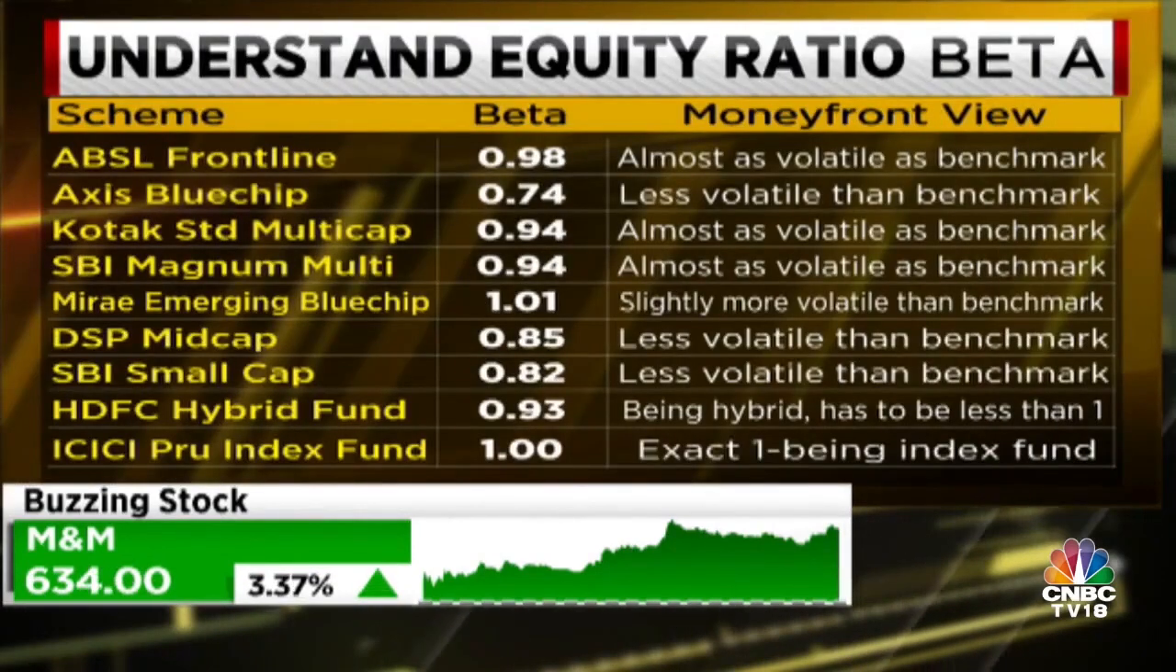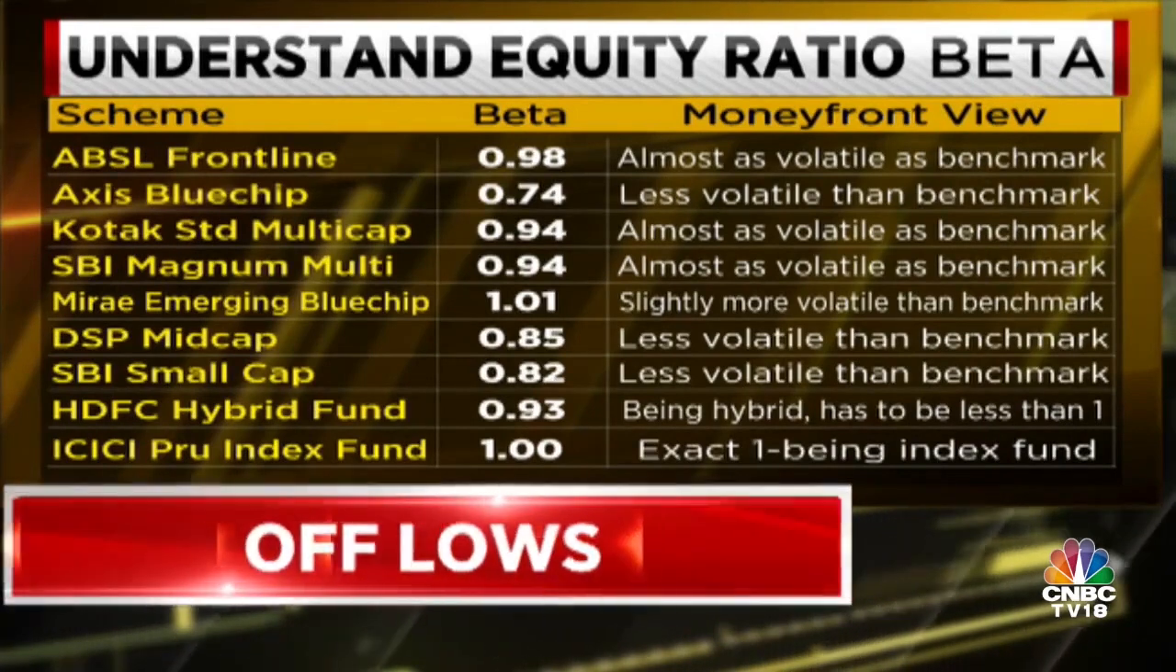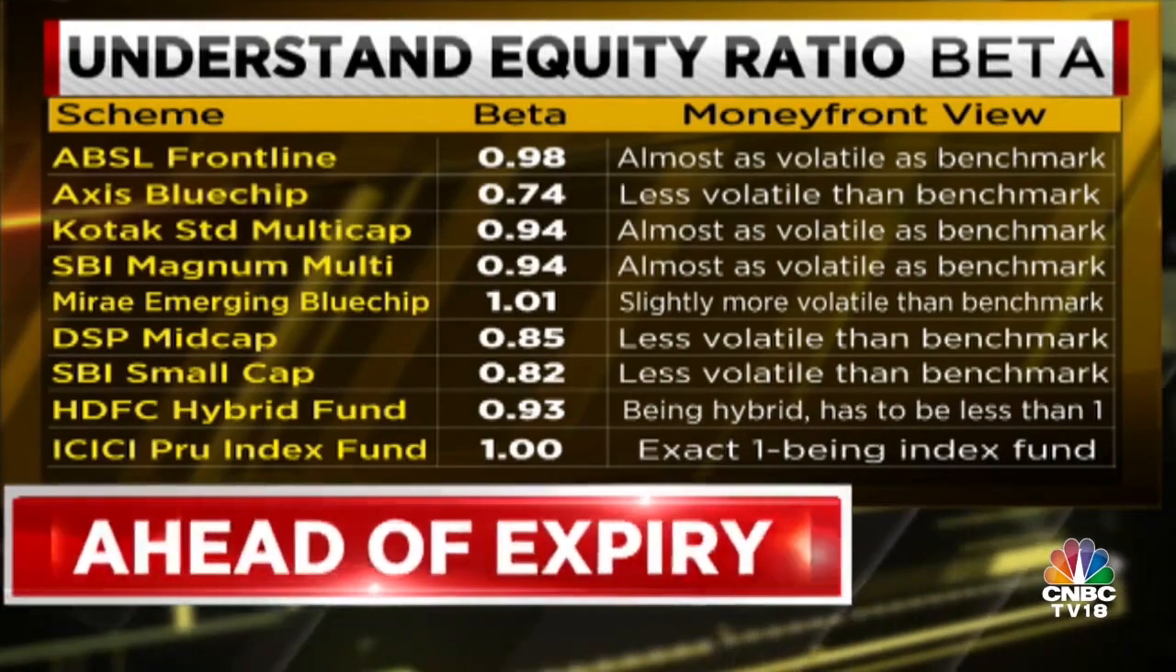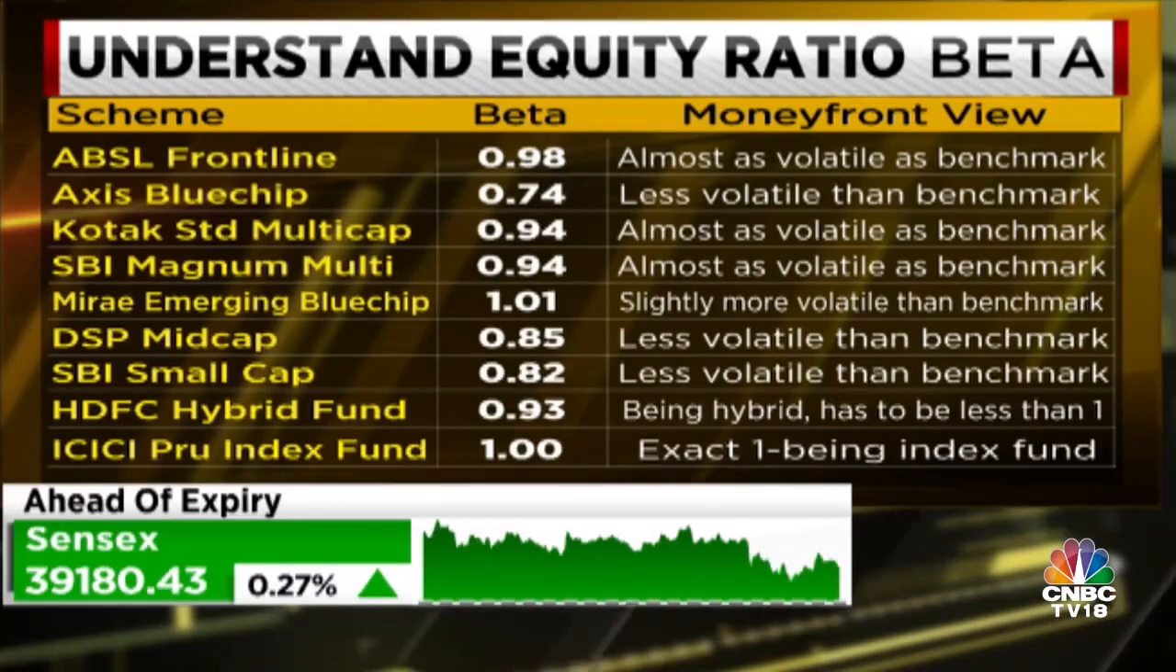Okay, and an index will always have a beta of 1 actually. So you can judge by that. Yeah, so we've just listed out all the funds that you have sent us, and in that you can see the index fund has a beta of 1, and from there you can judge the others. Most of them are actually pretty close to 1, and a few schemes are of course less volatile.